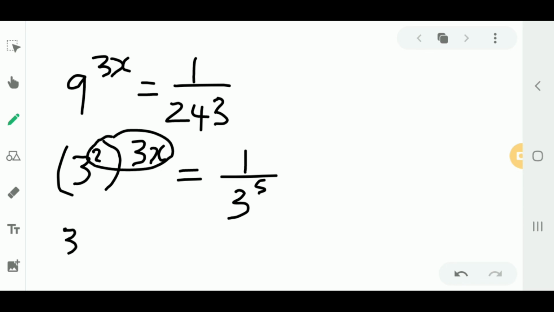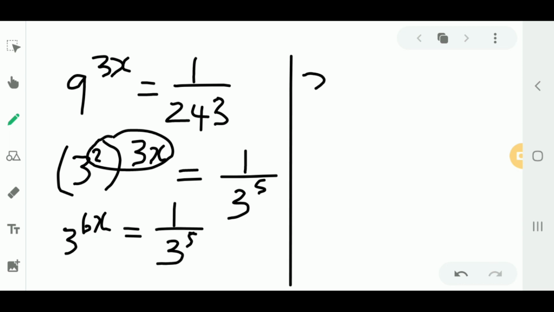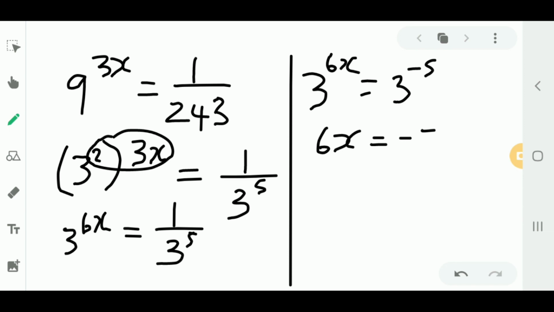So we have 3 to the 6x is equal to 1 over 3 to the 5. And again, remember we can carry up the 3 to the 5, and we have 3 to the minus 5. So it's equal to 3 to the minus 5. So now that the bases are the same, we can equate the power. So we have 6x is equal to minus 5. So we're dividing both sides by 6. And we have x is equal to minus 5 over 6.